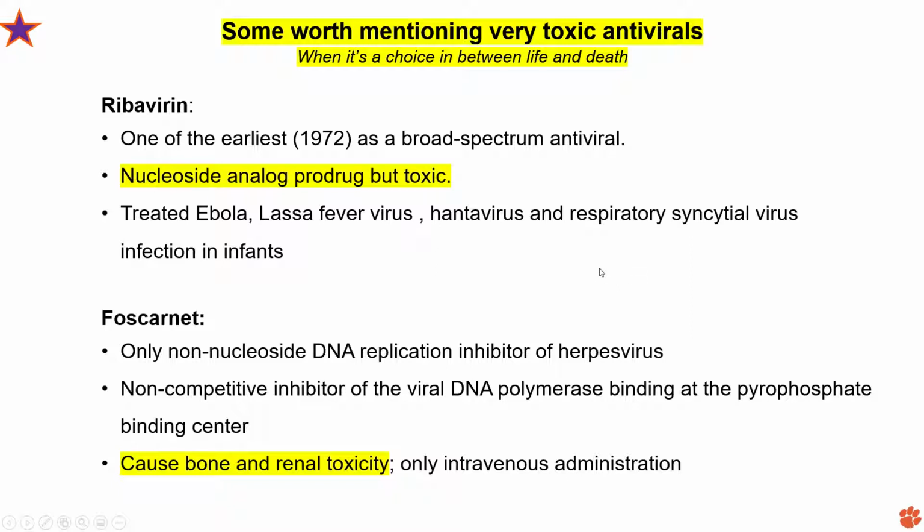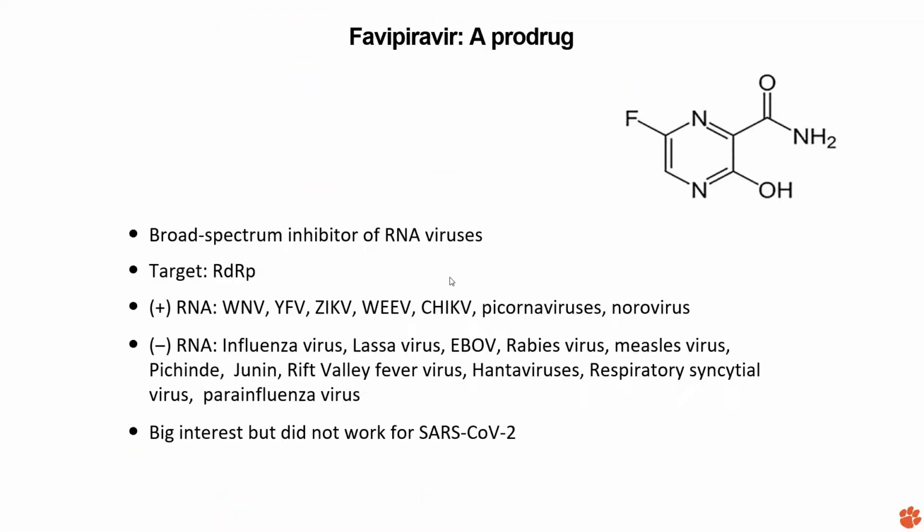And if it is asked what the reason is that they are not used, just remember that they are extremely toxic. Ribavirin is a nucleoside analog prodrug, very toxic, and foscarnet causes bone and renal toxicity. These are some of the earliest known broad-spectrum antivirals and they treated Ebola, Lassa fever, Hanta fever, and respiratory syncytial virus infections as well. So very straightforward questions.